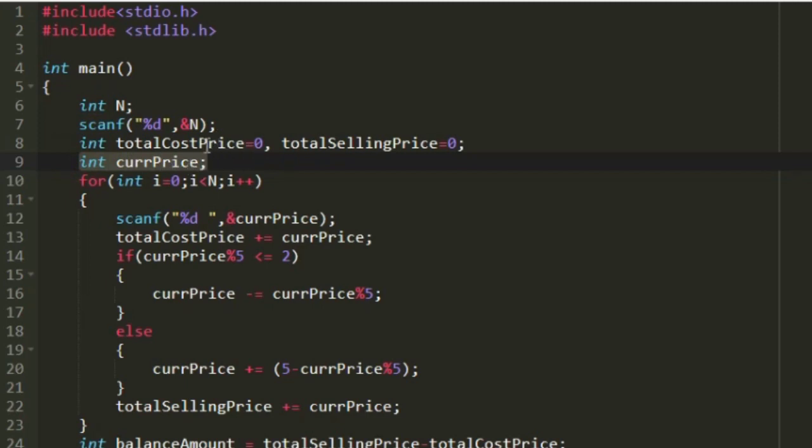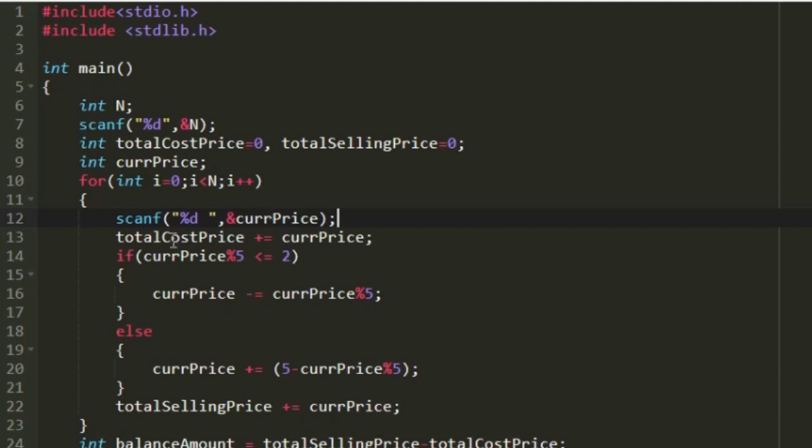Now we have to accept the prices of n items, so that would be the cost price. So I am creating a loop that iterates from 0 to n. So we will be iterating n times, and in every iteration of this loop we will be accepting an integer, and the value of the integer would be the cost price of the current item.